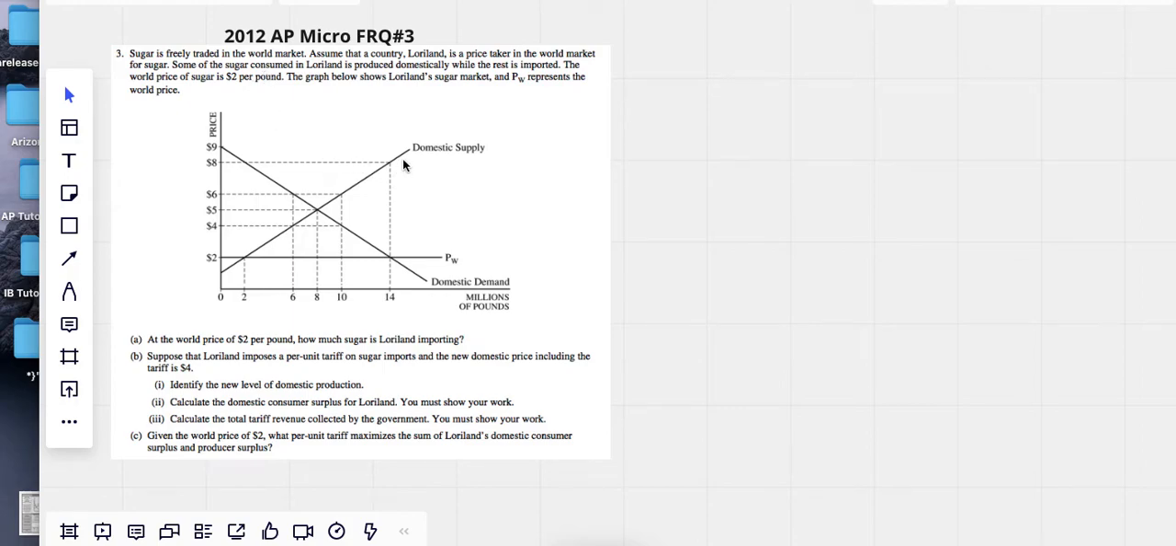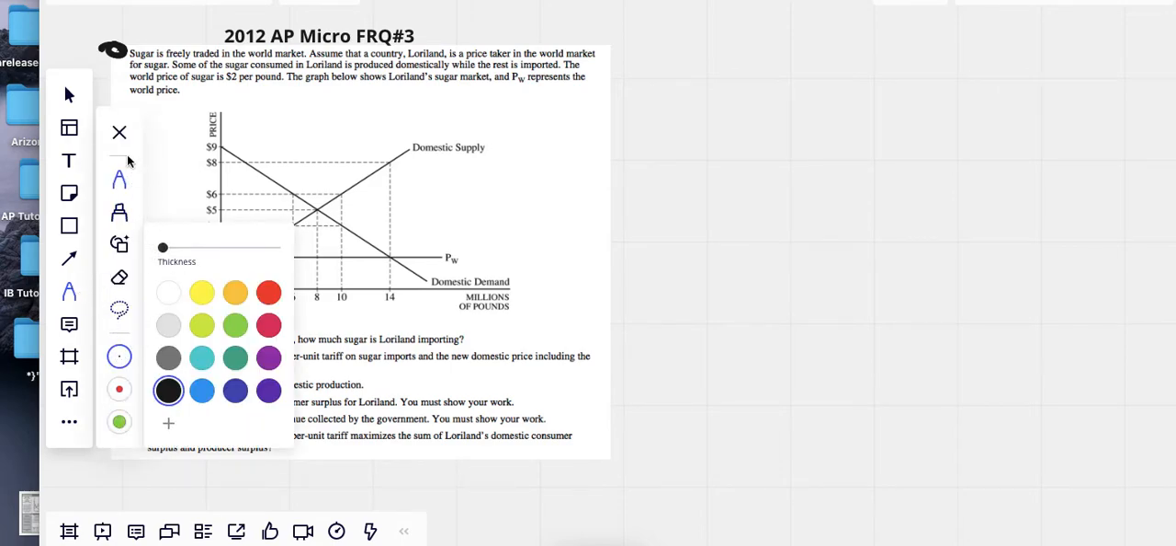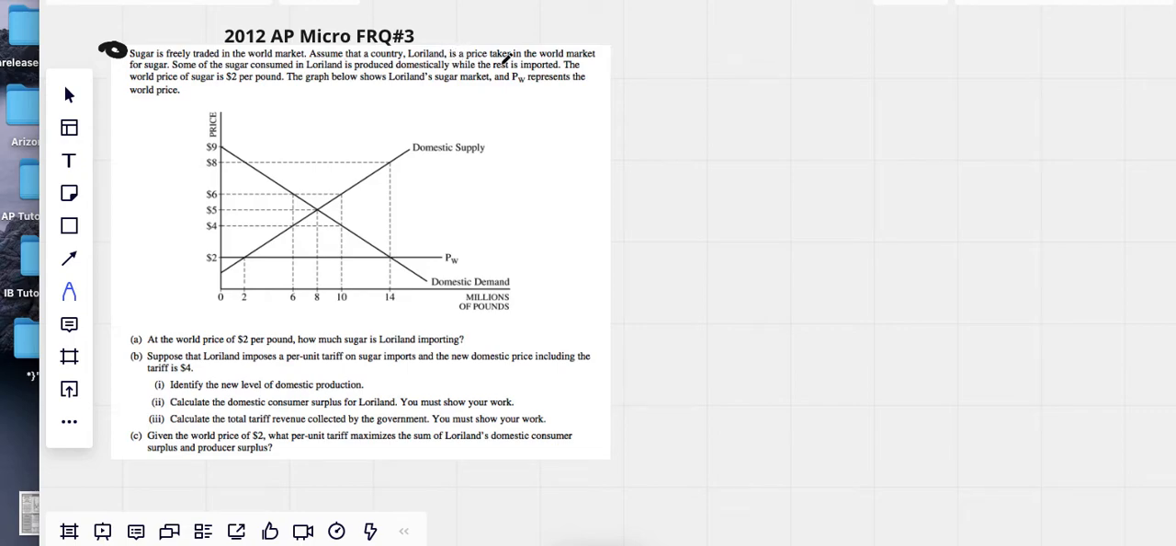2012 AP Micro FRQ number 3. This is a tariff question, world price tariff. Sugar's freely traded in the world market. They're a price taker. The world price of sugar is $2. We can see that. PW.